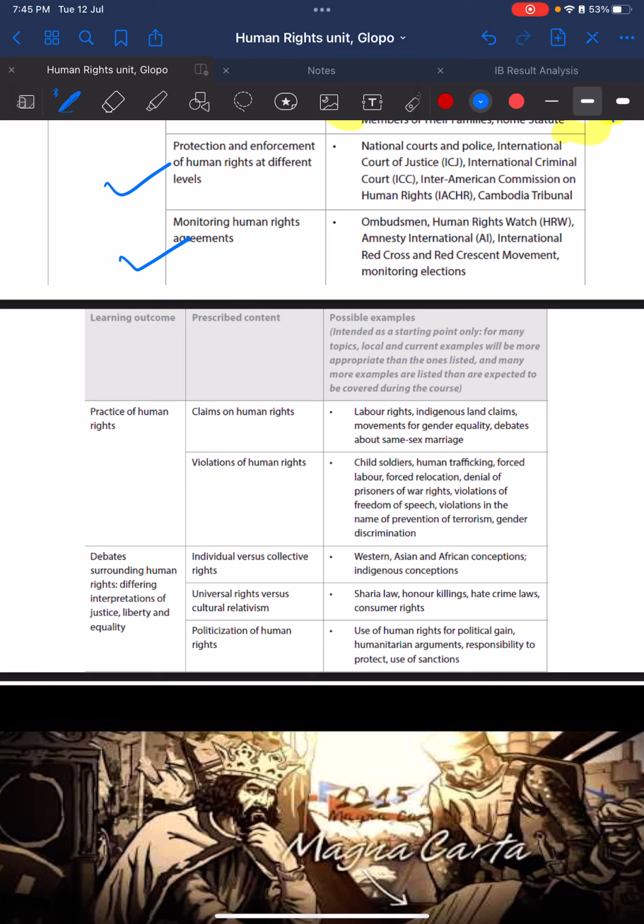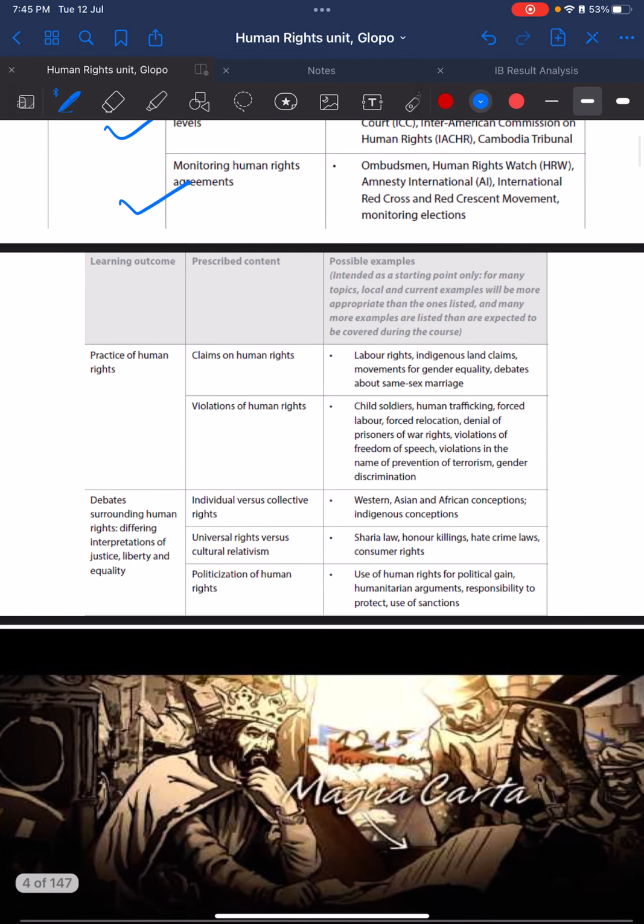Now today's video is going to be pretty long because I am going to cover all the slides so that you know how I am going to cover this complete human rights unit. I'm not taking any activity. I'm just giving you the overall glimpse of the human rights unit.